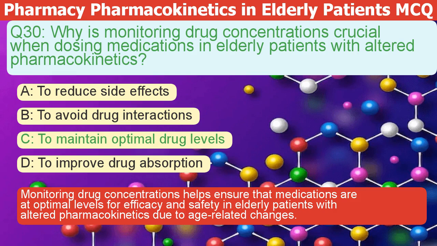The correct answer is C. Monitoring drug concentrations helps ensure medications are at optimal levels for efficacy and safety in elderly patients with altered pharmacokinetics due to age-related changes.